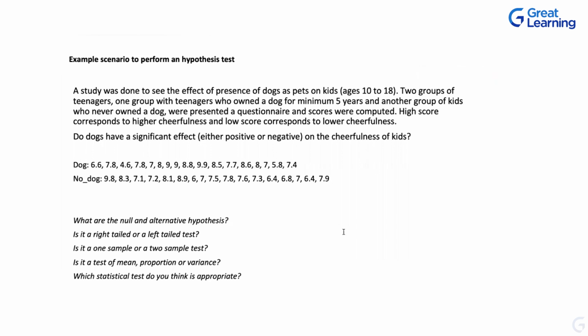Now you know what is null. You know what is alternative. It should automatically tell you whether it's a right tail, left tail, or one tail, two tail, what we are trying to do. It's a two tail test. So now the question is whether it is a one sample test or two sample test. It's two different independent samples that we are dealing with. Good. So next question, is it a test of mean, proportion, variance?